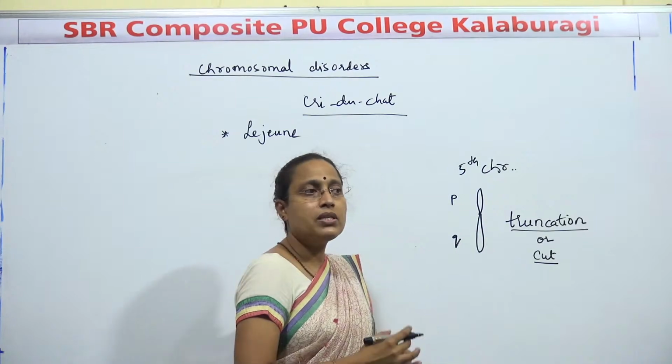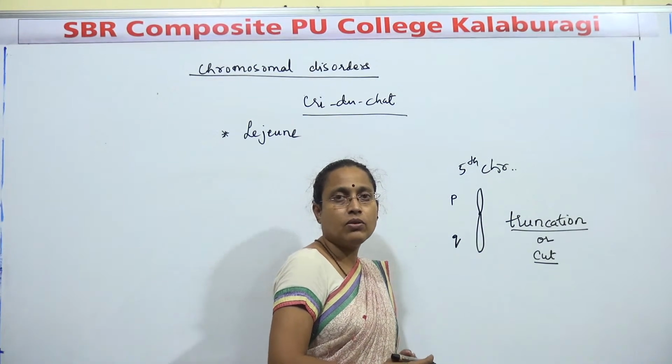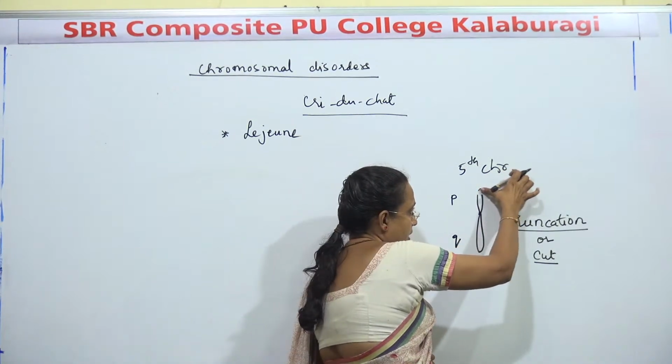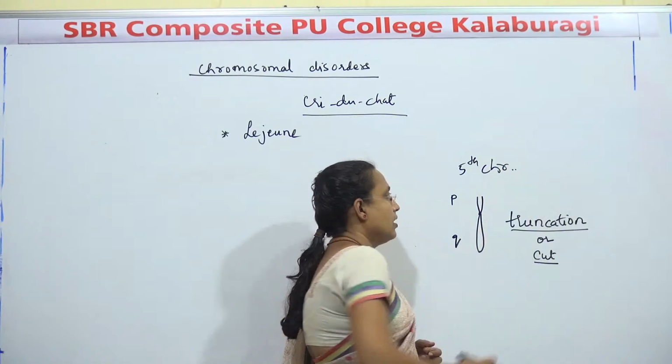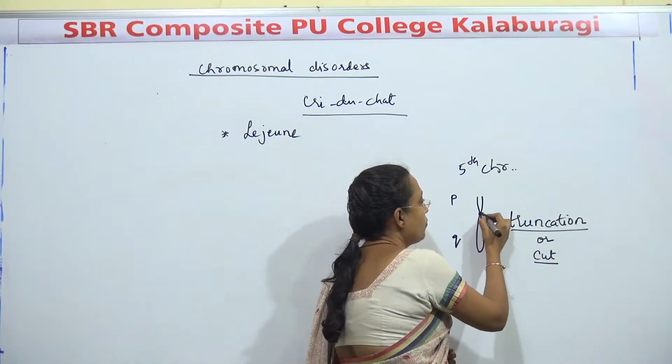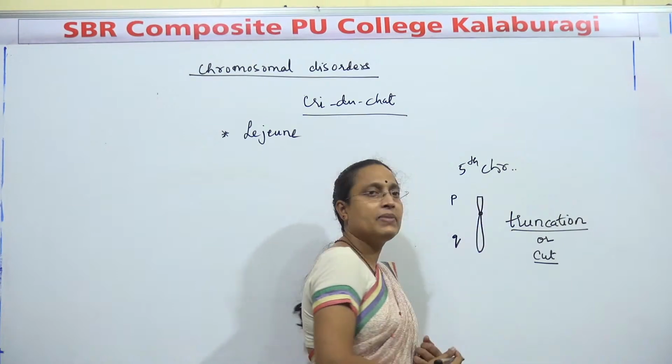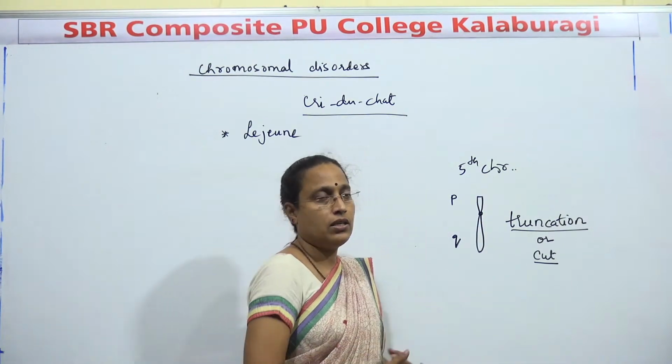Okay, that means part of the chromosome is missing here. Which part is missing? The P segment, or you can say the arm of the chromosome is going to be missing. It is being cut.